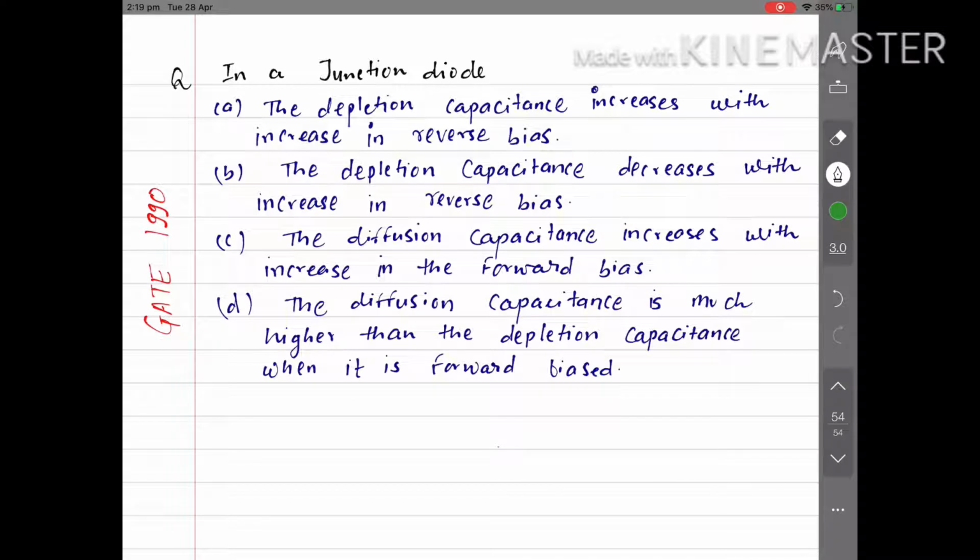So before answering this question, we need to know some basics of capacitance. We know that diode capacitance is of two types. One is known as a diffusion capacitance, and another one is a depletion capacitance, right? Sometimes depletion capacitance is also named as a space charge capacitance, or a transition capacitance, or a junction capacitance, right? So now to answer this question, we need to go through some basic relations.